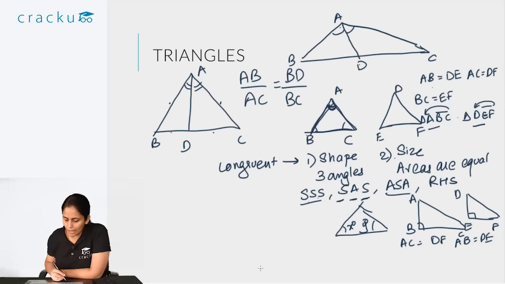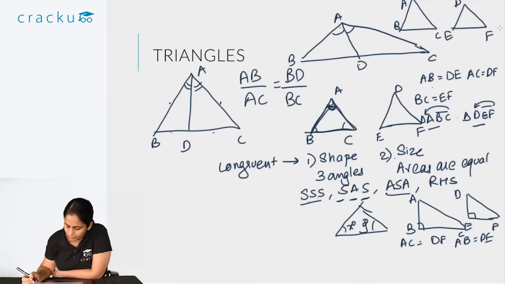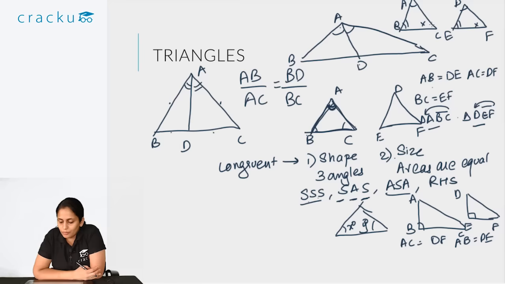Suppose you have two triangles of this form, ABC and DEF. Now, suppose you know that all angles of these two triangles are equal. This angle is equal to this angle, all the corresponding angles are equal. So now, if you know that all corresponding angles are equal, you know that they have the same shape. Now you have to check whether they have the same size.